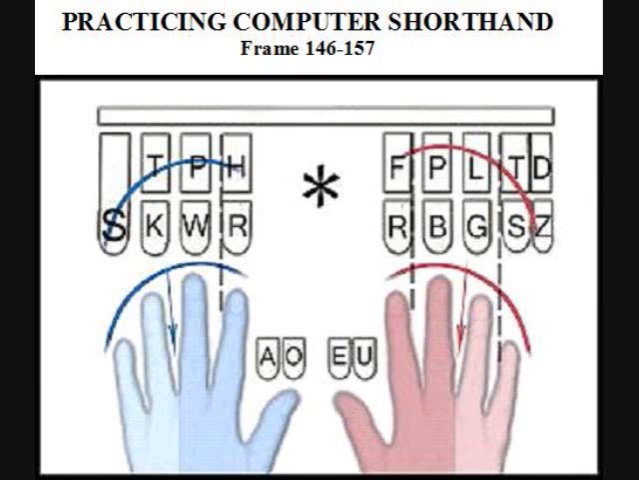Okay, frame 149, final RN: born, burn, earn, govern, horn, intern, learn, return, turn, warn.